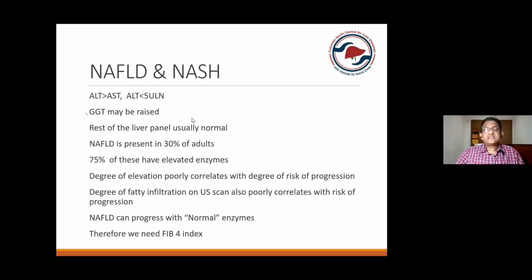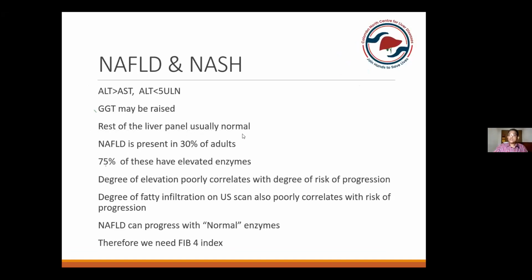Then because we see most of the time these illnesses, fatty liver and NASH, I would like to tell you a few things about diagnosing NAFLD with a liver profile. Usually in NASH, ALT is more than AST, and usually it does not go up beyond 5 times the upper limit of normal. Usually in NAFLD, it won't go beyond 200. And here in NAFLD, gamma GT may be raised, but the rest of the liver panel is usually normal. Bilirubin, alkaline phosphatase, albumin, globulin are going to be normal. So usually ALT is raised and gamma GT may be raised.